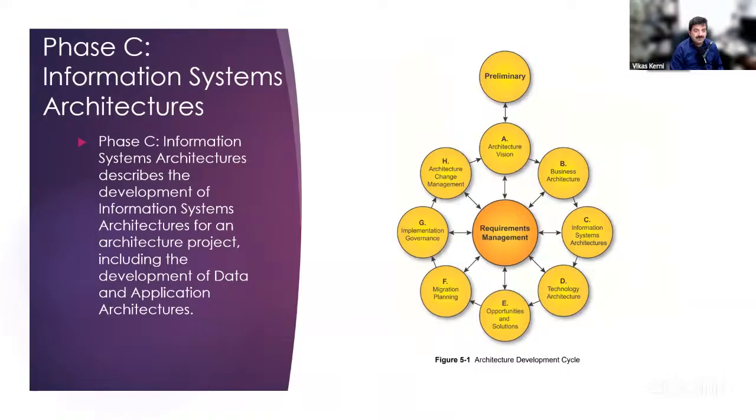Phase C is the information system architecture. Here you decide what are the different applications you need to support your business requirements, and what are the data development, data storage needs, logical, physical. What are the tools you need? So here you do the analysis of what you have and where you want to be, the targeted phase, and you do the gap analysis and find out what you need to fill the gap.